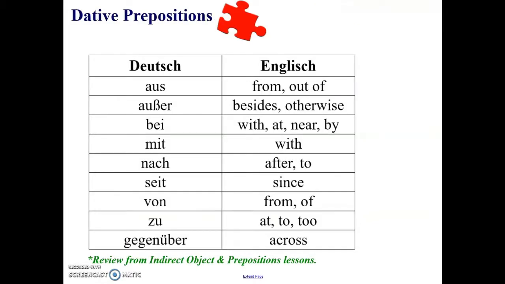In our last lesson, we looked at the dative prepositions. These won't be a big part of the lesson on the dative verbs, but I did want to just do a quick review of them, since the last time we worked on grammar. You should have these in your notes as well. The aus, außer, bei, mit, nach, seit, von, zu, and gegenüber. And as a reminder, there is that song to help you remember all of them except gegenüber. Aus, außer, bei, mit, nach, seit, von, zu, to remember those in order.